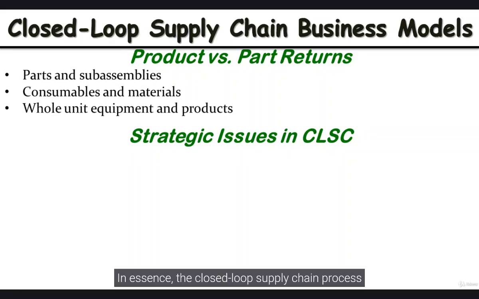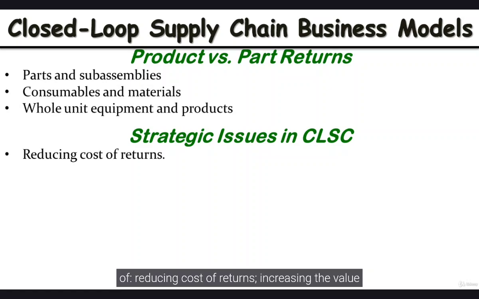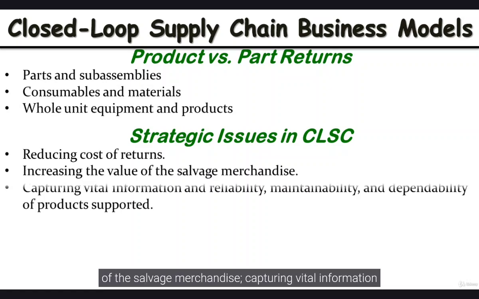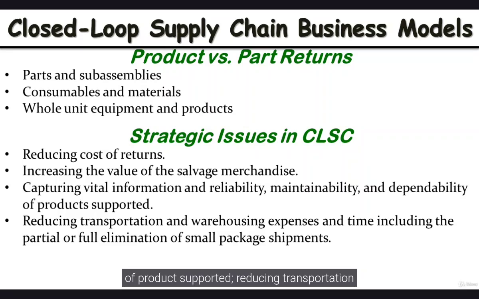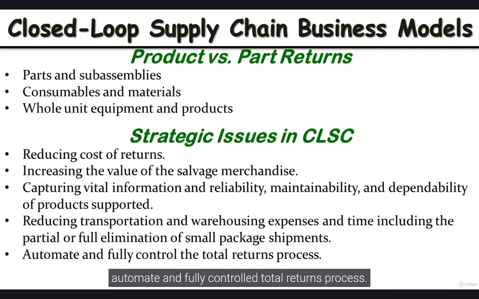In essence, the closed-loop supply chain process introduces a differentiated service offering to an existing customer base, in which service sales are used to grow revenues and increase profitability through expanding the full service offering of the firm to provide comprehensive customer support. In essence, the strategic value of closed-loop supply chains and reverse logistics management operations will have a very positive effect in terms of reducing cost of returns, increasing the value of the salvage merchandise, capturing vital information and reliability, maintainability and dependability of products supported, reducing transportation and warehousing expenses and time, including the partial or full elimination of small package shipments, automate and fully control the total returns process.